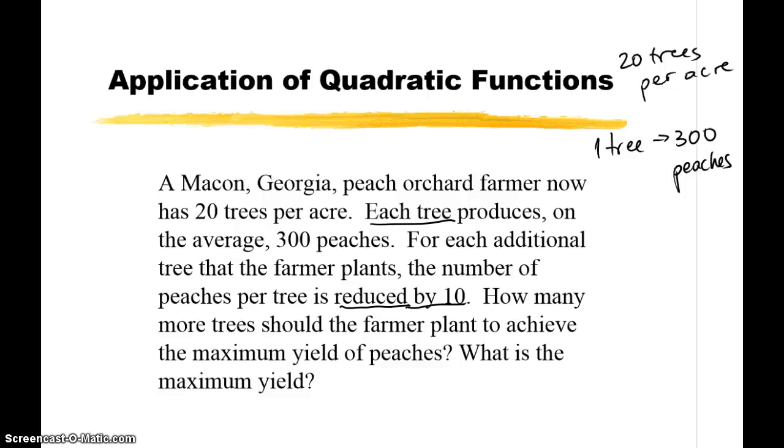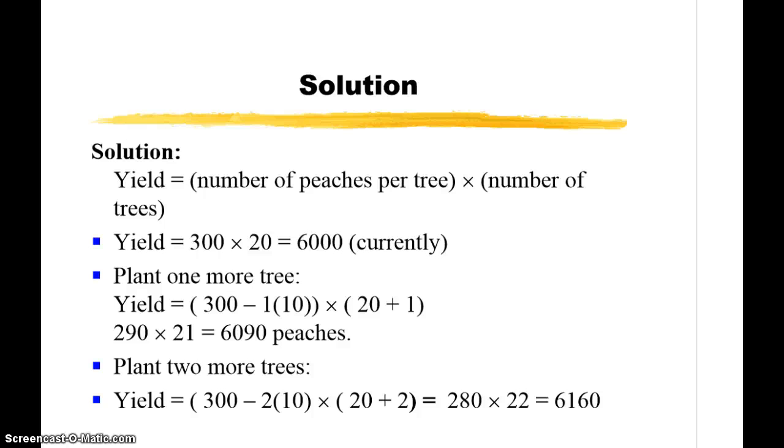There is a lot going on in this problem. With word problems like this, applications where there are a lot of relationships, the easiest thing to do is illustrate a few cases to see a pattern. Let's do that. In general, our yield is going to be the number of peaches per tree multiplied by the number of trees, right? The yield is how many peaches you get out of the entire farm.